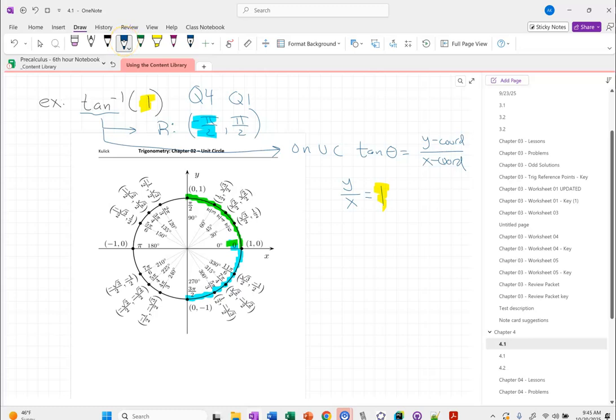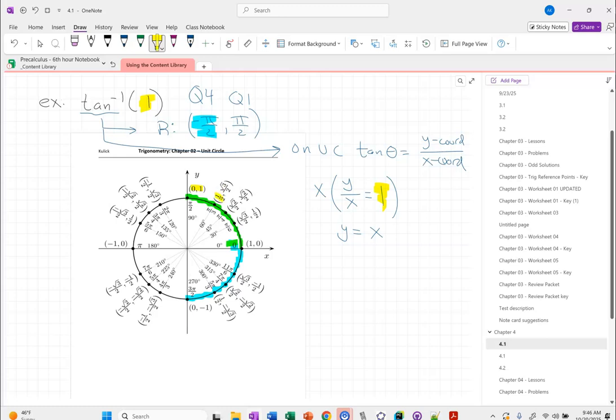Well, what if I multiply both sides by X? Let's get rid of the fraction. That'll separate the X and Y coordinates. What's that going to leave me with? Y is equal to X. Oh! So I'm just looking for the spot where X and Y are equal. Okay. Fair enough. So 0 and 1 not equal.